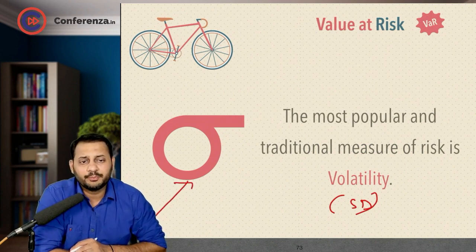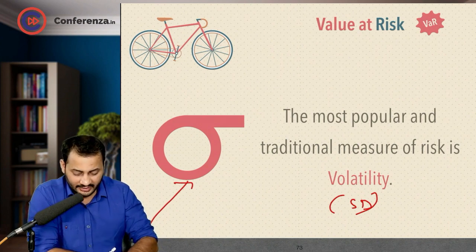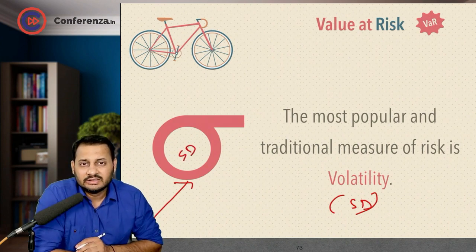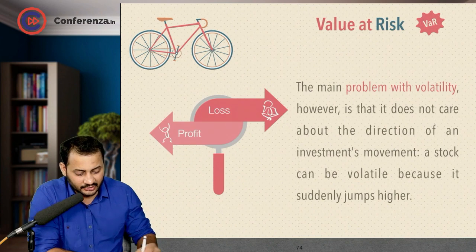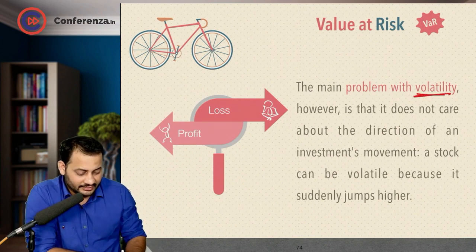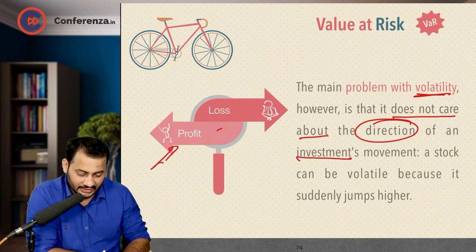This is the most popular and traditional measure of risk, which is volatility. But standard deviation has some drawbacks. Now, what is the problem with the standard deviation? Let's discuss that. The problem with the volatility is, it does not care about the direction of an investment's movement. It shows profit as well as losses.